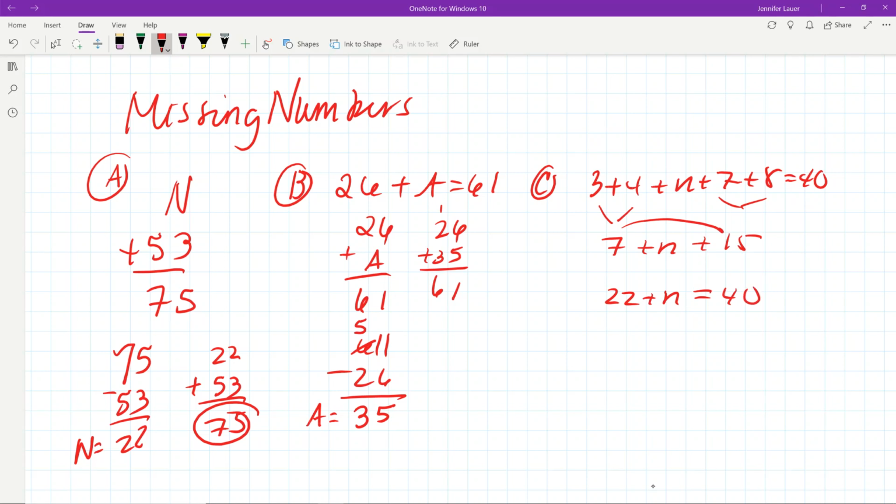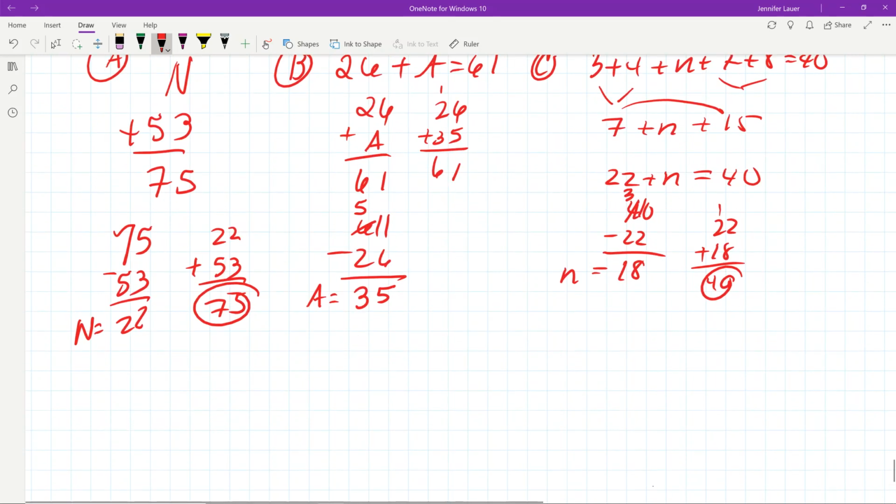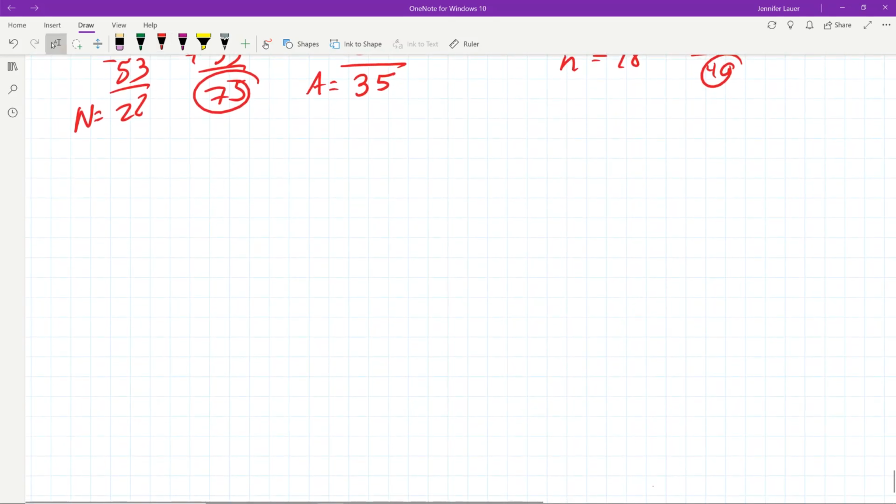So now, once again, I want to either add or subtract here. There's going to be no other operation, and I'm not going to add because I don't want anything bigger than 40. So I'm going to subtract. And please do not forget, you can always check your work to see if it's right. So that's missing numbers in addition. Let's look at missing numbers in subtraction.